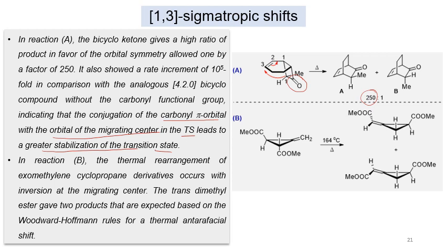In the next reaction, it is a thermal rearrangement of this exomethylene cyclopropane. Again, it occurs with inversion at the migrating center. So, either of the groups can migrate, either this one or this one. Depending on which of them migrates to this particular terminus, you will get either this product or this product, and you can see that the relative stereochemistry is maintained or has been inverted at the migrating center.